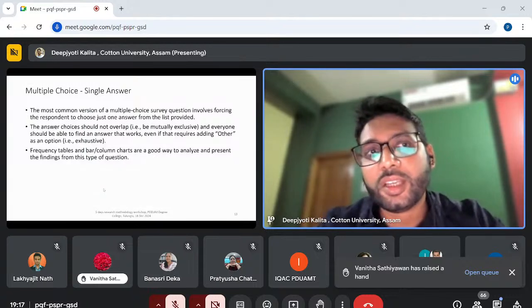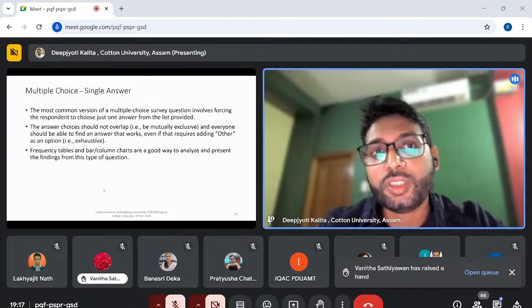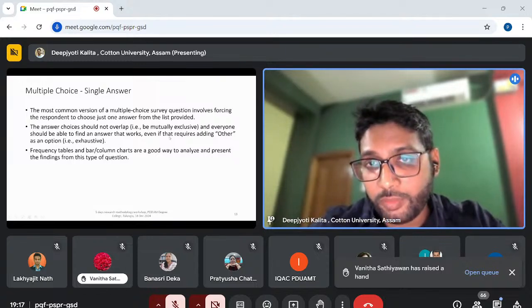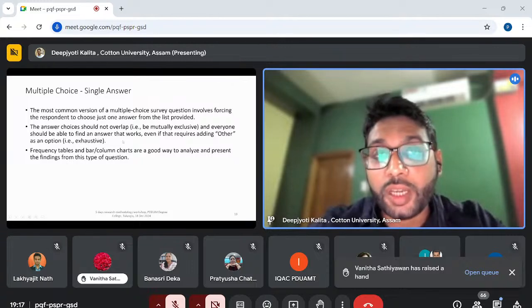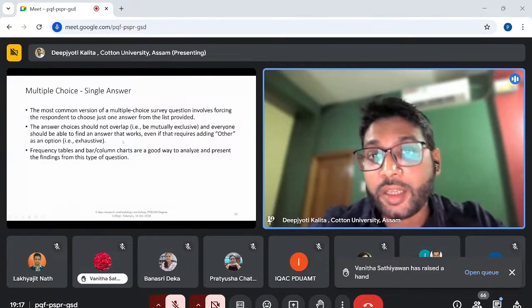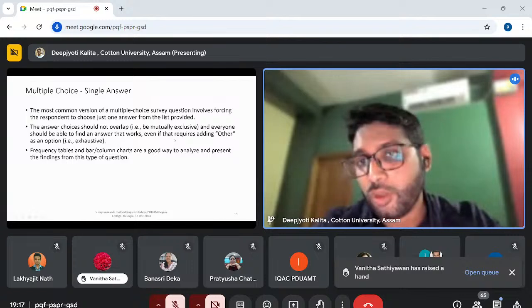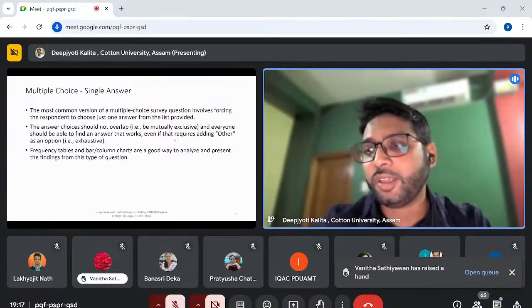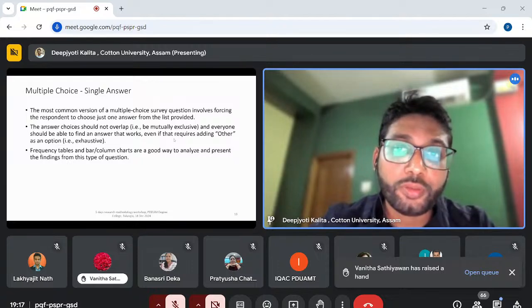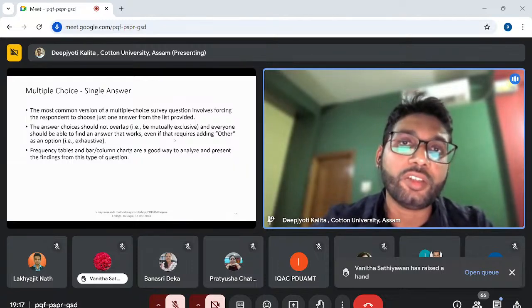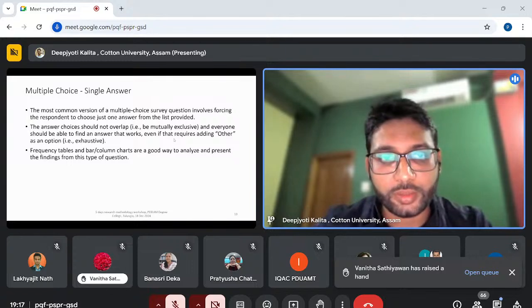And multiple choice single answer. The most common version of a multiple choice survey question involves forcing the respondents to choose just one answer from the list provided. The answer choices should not overlap. That means these should be mutually exclusive, and everyone should be able to find an answer that works, even if it requires adding other as an option. What it means is that for a particular question, the options should be exhaustive enough so that there is no bias in the answering process.